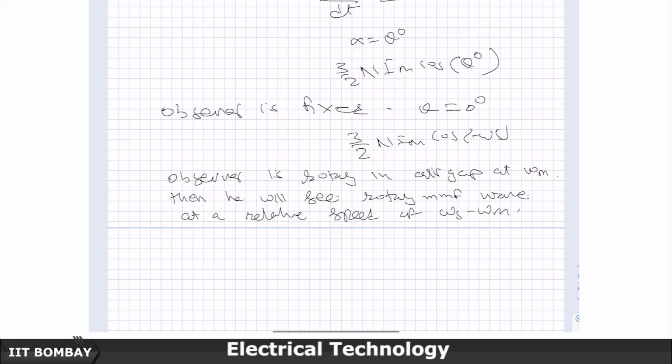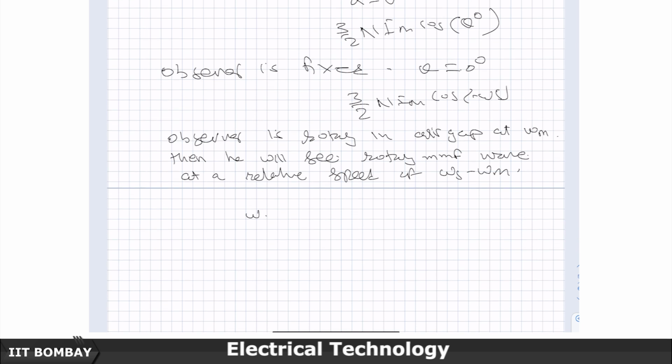Omega s is the synchronous speed at which, with respect to the ground or the stationary frame, the field is rotating. But my observer, who is sitting on the rotor, which is rotating at speed omega m, sees that the rotating MMF wave is ahead of him and is rotating at a speed of omega s minus omega m.